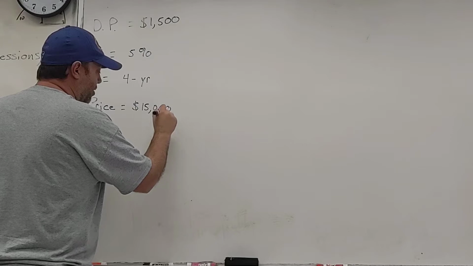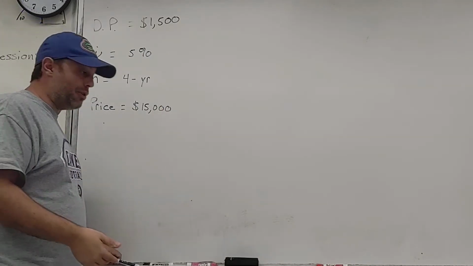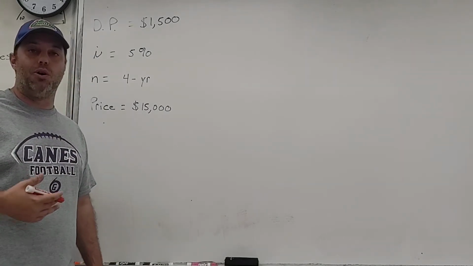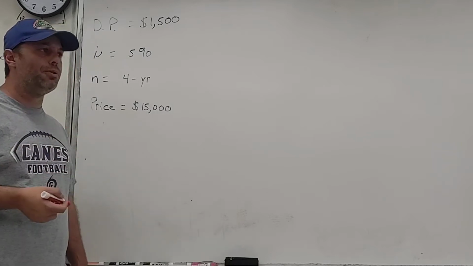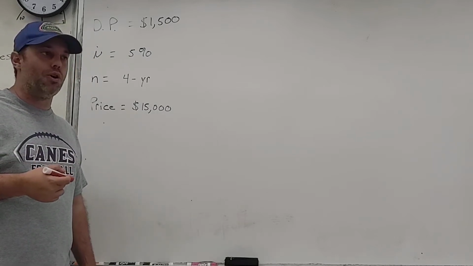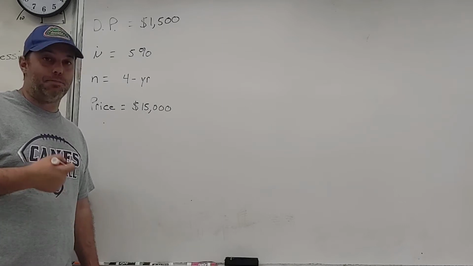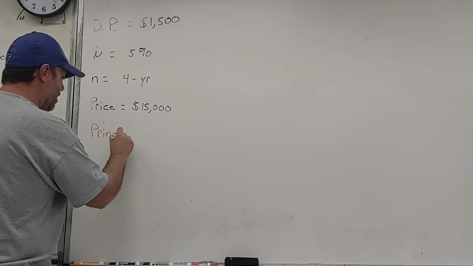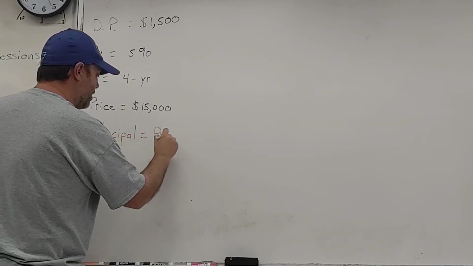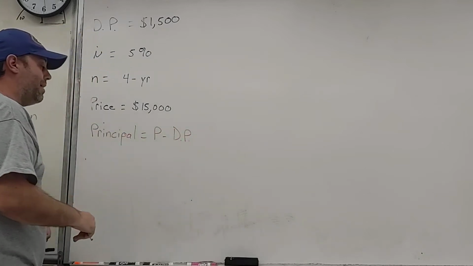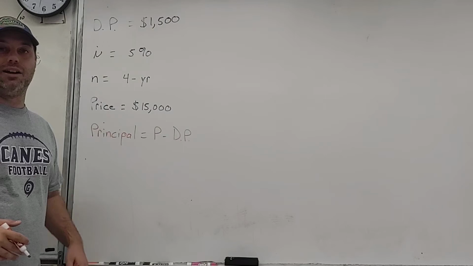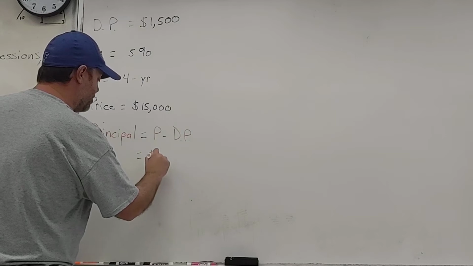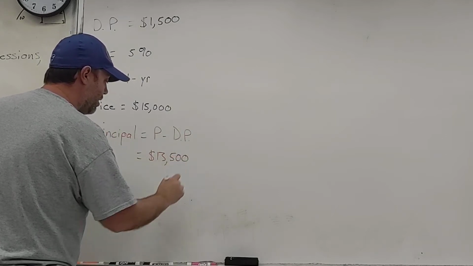Okay, so we're going to break this down step by step, and really there's 3 main steps that we're going to have to look at. The first step is always finding what we call the principal. The principal is essentially the amount that you are going to borrow. All we have to do to find that is take the price minus the down payment. It's just price minus down payment. So in this case, our price is $15,000, our down payment is $1,500. So we know here that our principal is $13,500.